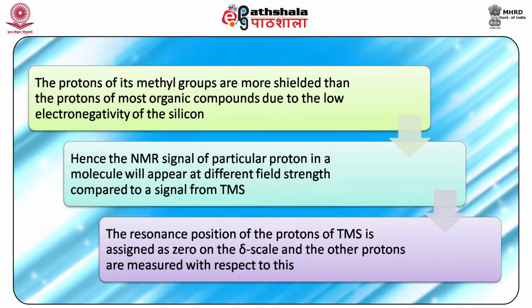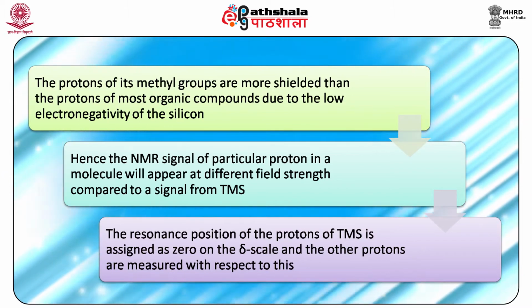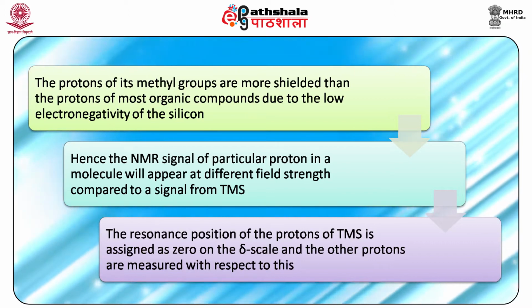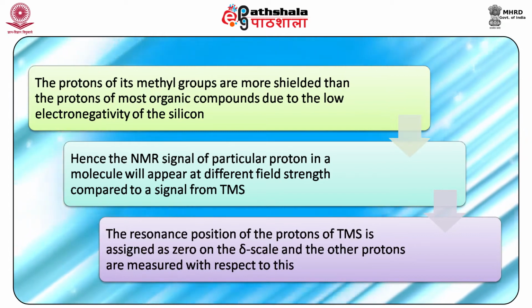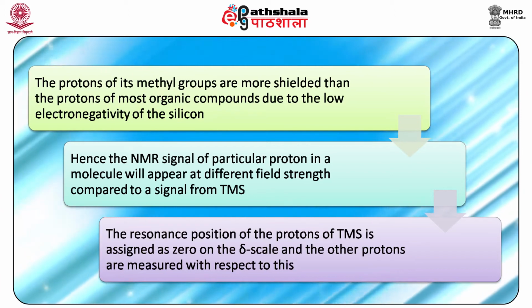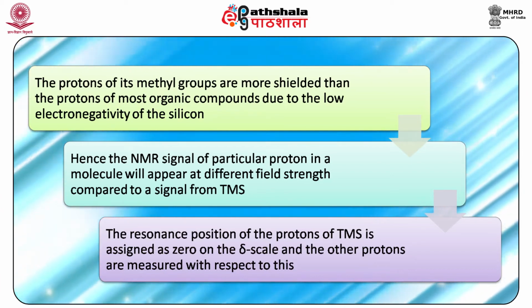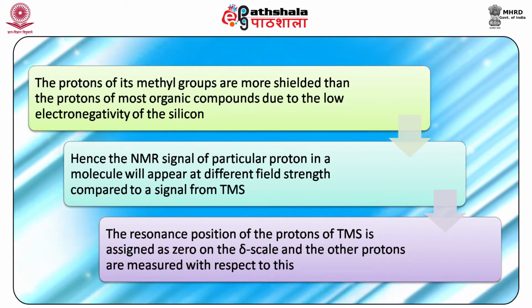The protons of this methyl group are more shielded than the protons of most organic compounds due to the low electronegativity of the silicon atom. Hence, the NMR signal of a particular proton in a molecule will appear at a different field strength compared to the NMR signal from TMS. The resonance position of the protons of TMS is assigned 0 on the delta scale, and the other protons are measured with respect to this particular position.